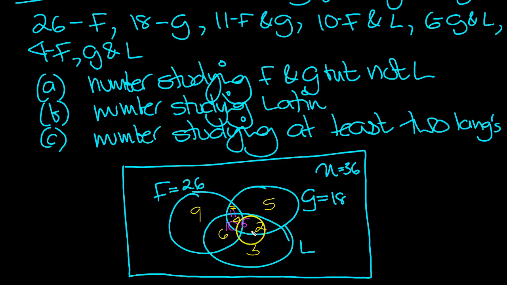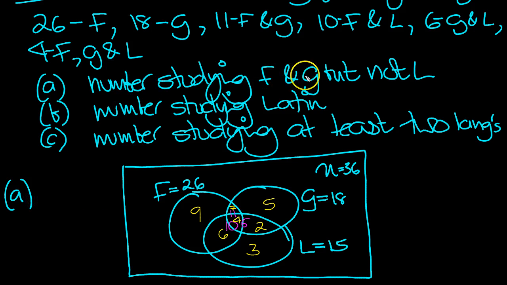So now we can fill out the Latin circle while we're at it. 10 and 5. 10 and 5 is 15. So the Latin circle adds up to 15. So let's have a look at the questions now. We've filled in all the information.